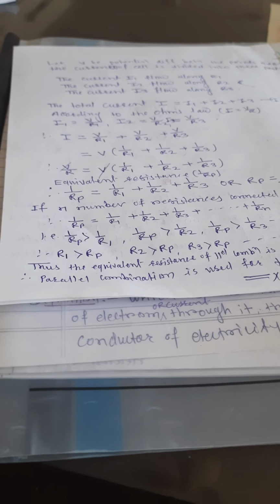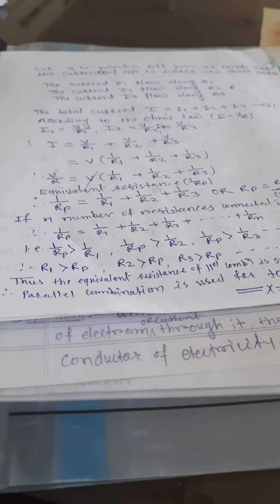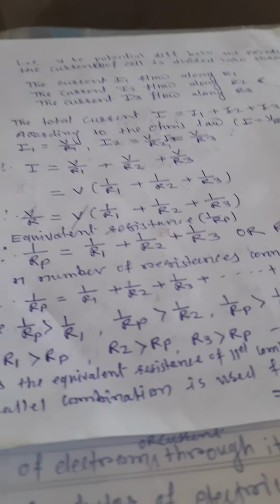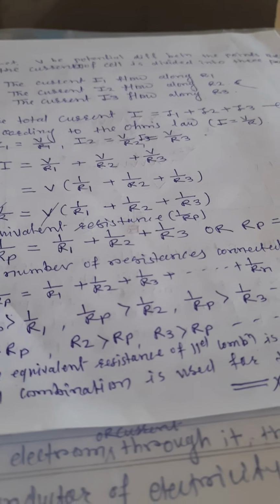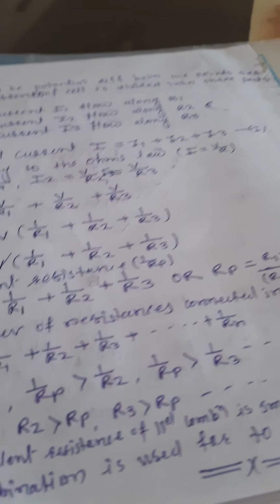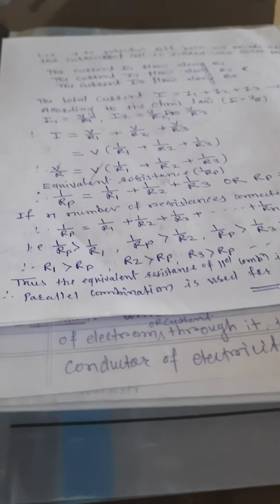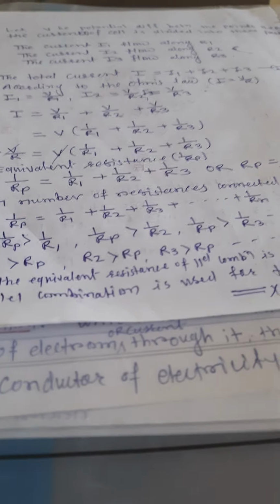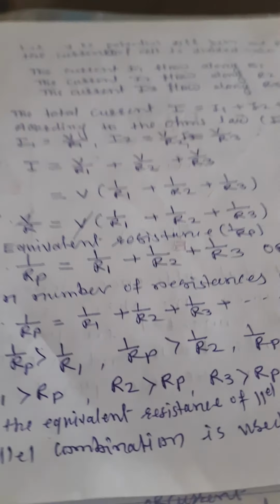Here R1 is greater than Rp. Every individual resistance is greater than Rp, which means the equivalent resistance is less than any of the resistances connected in the parallel combination. So these are the series and parallel combinations of resistances, and we will study them in this chapter.